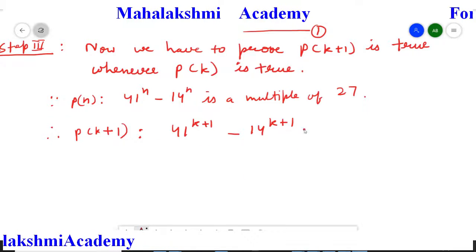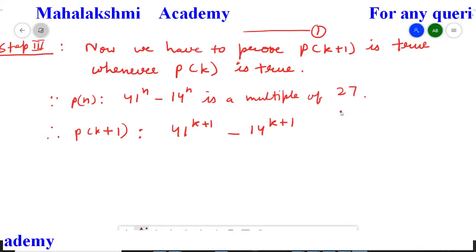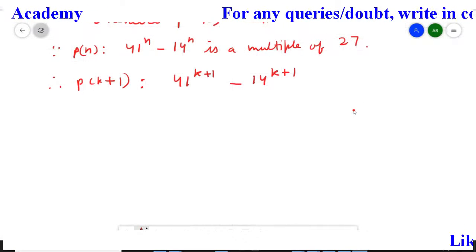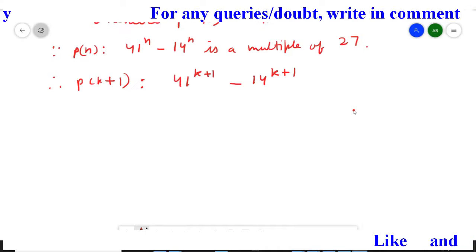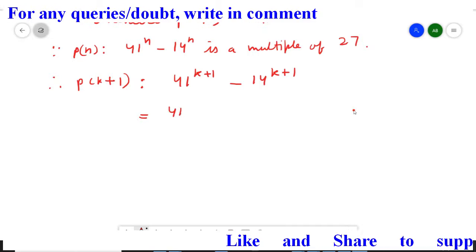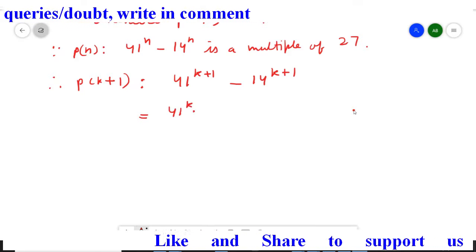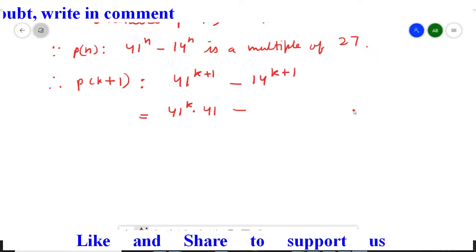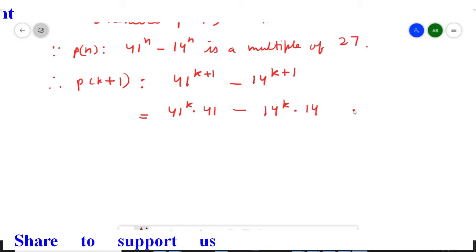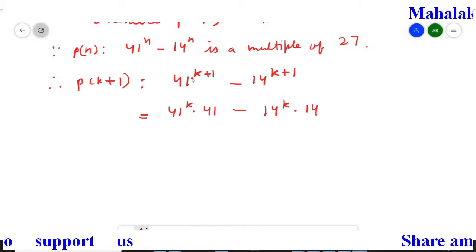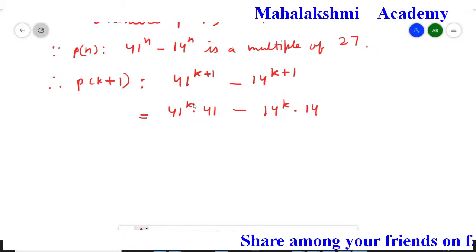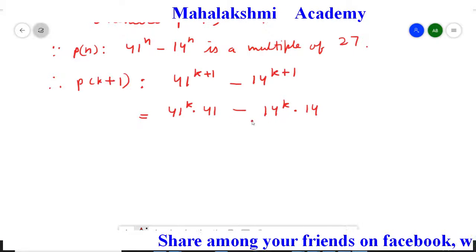Now we have to prove that it's a multiple of 27 with the help of equation 1. So first I am going to solve this. We are going to split it because the power is in addition, so the bases are going to be multiplied. So we can write it as 41 raised to power k multiplied by 41 minus 14 raised to power k multiplied by 14. You can note here the powers are k plus 1, so I split them as k plus 1.